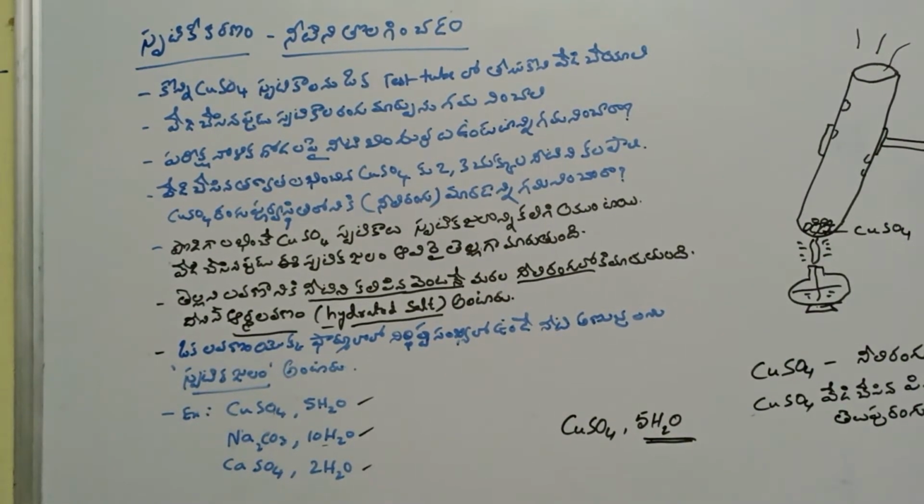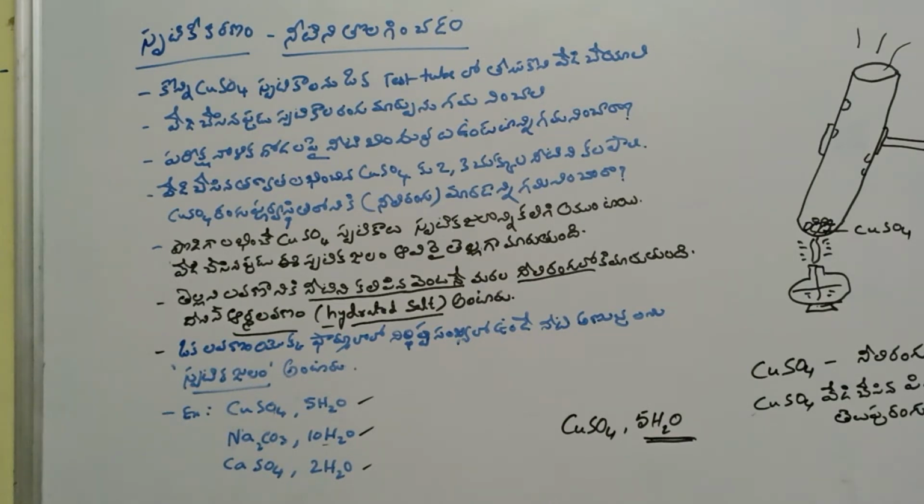If we consider this chapter for English medium students, the title of the lesson is removing water of crystallization. Removing water of crystallization means removing water from a salt, for which I have drawn a test tube on the board.